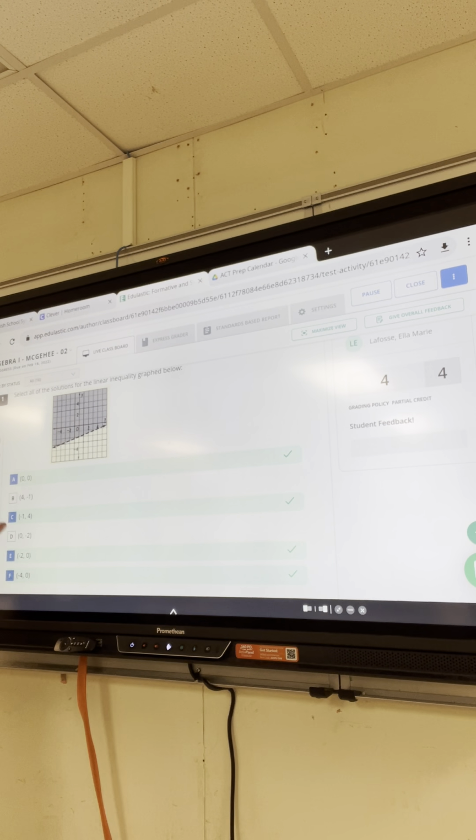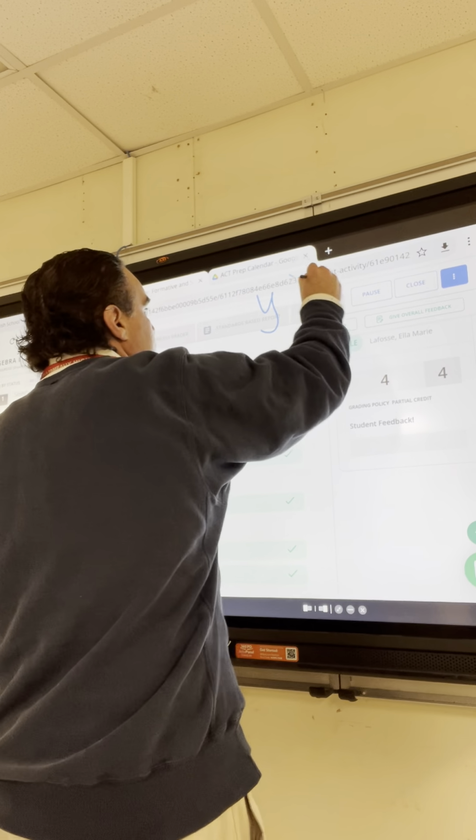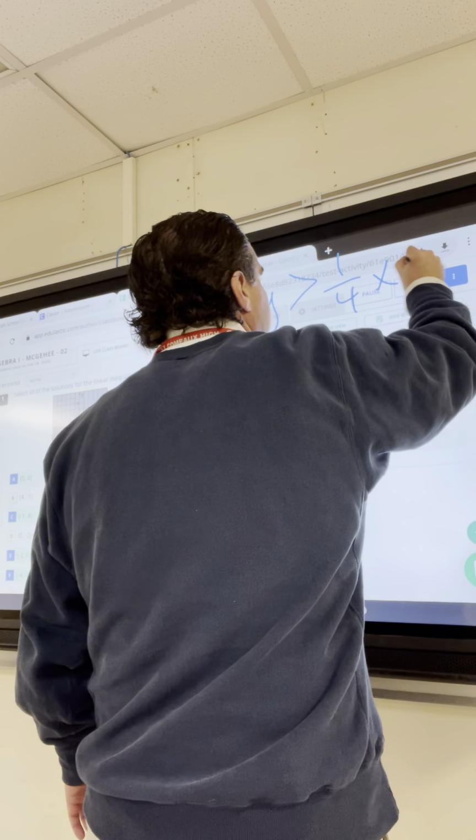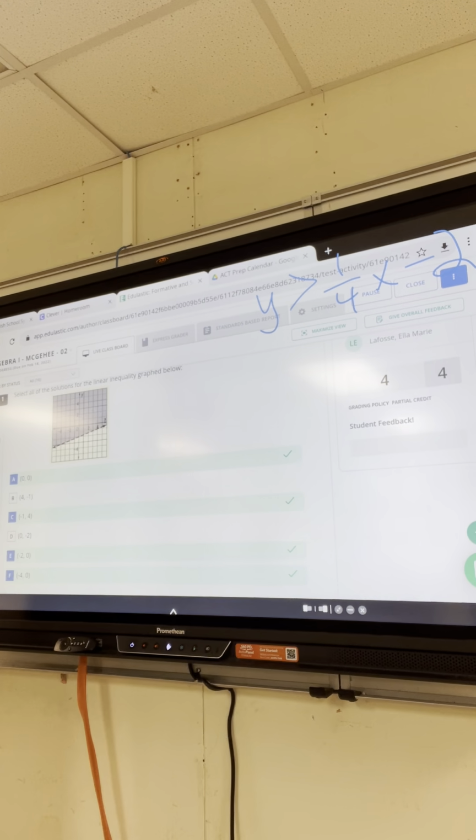You've got 1, 2, 3, 4, 5, 6 choices, and you can select none of them, or all of them, or some of them. So we have y is greater than 1/4 x minus 2. What are 2 different ways that I can figure out whether or not these coordinates are solutions or not?